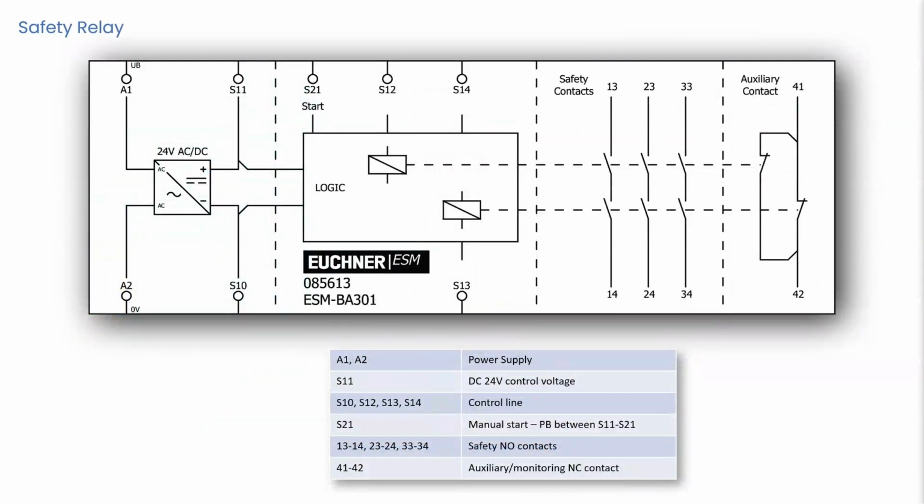This image shows the internal block diagram of the ESM BA301 safety relay and the connection terminals. External 24 volt power supply is provided to the relay via terminals A1 and A2. Input safety connections like e-stops, safety switches, as well as the restart button in case of manual start option are connected to these terminals. I will show the exact connection layout shortly. There are 3 safe redundant outputs and can be used to drive loads up to 15 amp combined. Finally, terminals 41 and 42 are the auxiliary NC contact and can be used for monitoring or indicating purposes.